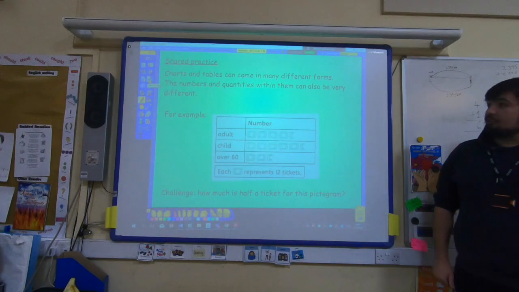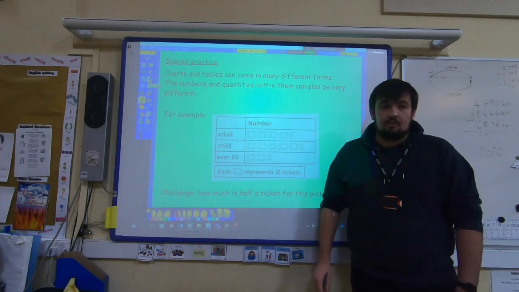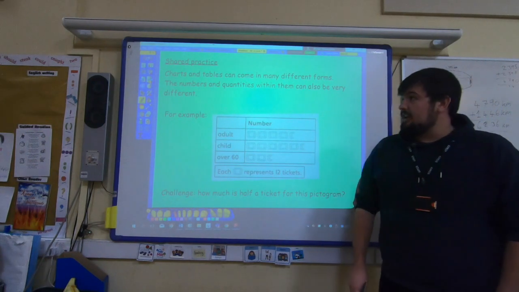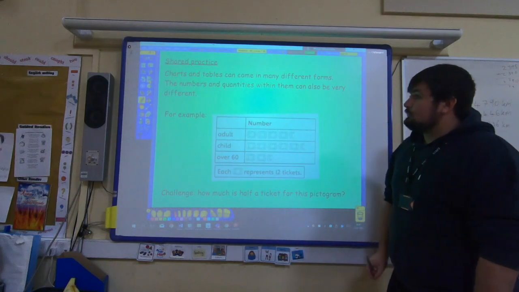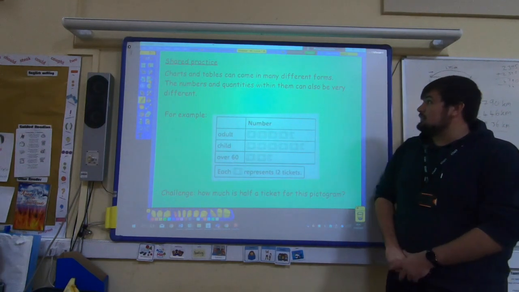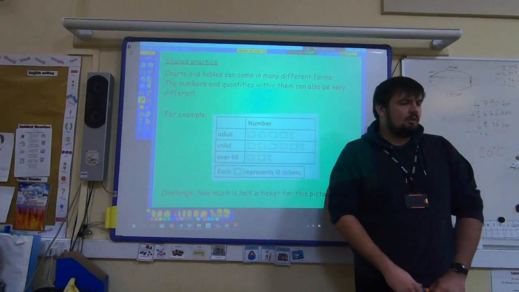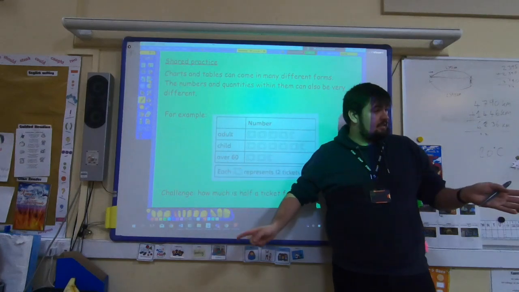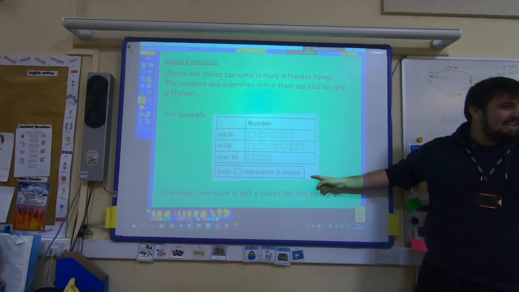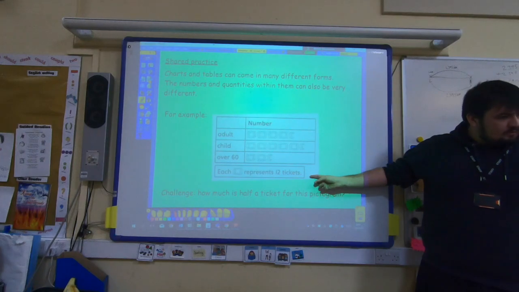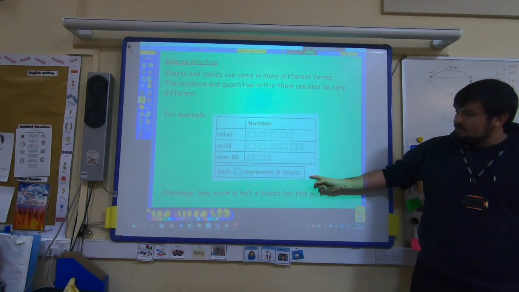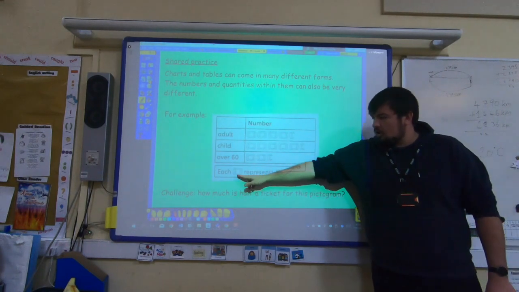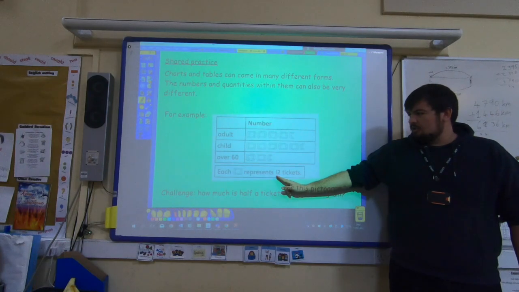Sometimes our charts and tables don't always add up to nice easy numbers either. Sometimes they can be quite hard. So for example here, charts and tables can come in many different forms. The numbers and quantities within them can also be very different. So a whole circle on my last one equaled what? 8. But this one's different because a whole ticket this time equals 12. Okay. So my challenge to you is, if one whole ticket is 12, what's a half ticket?